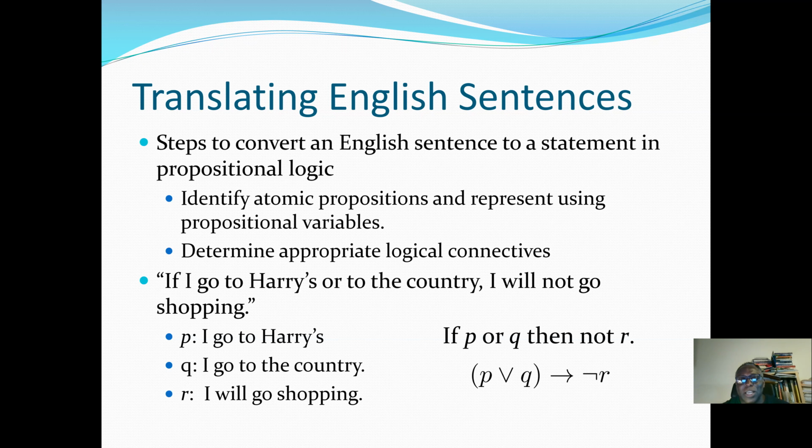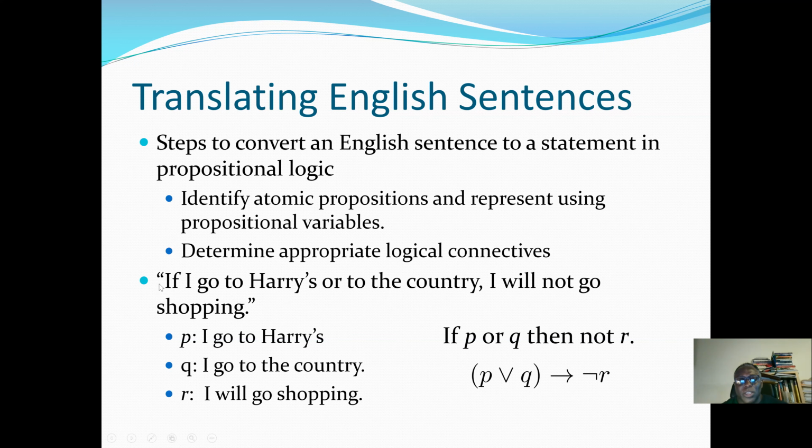Now, after that, we determine the appropriate logical connectives. The logical connectives are what we studied in the previous lectures. That is conjunction, the and operator, disjunction, which is the or operator, and negation, the not operator. So let's see an example here. As we said again, there are only 2 steps to translate English sentences to propositional logic. We identify our propositional variables and we use our logical connectives.